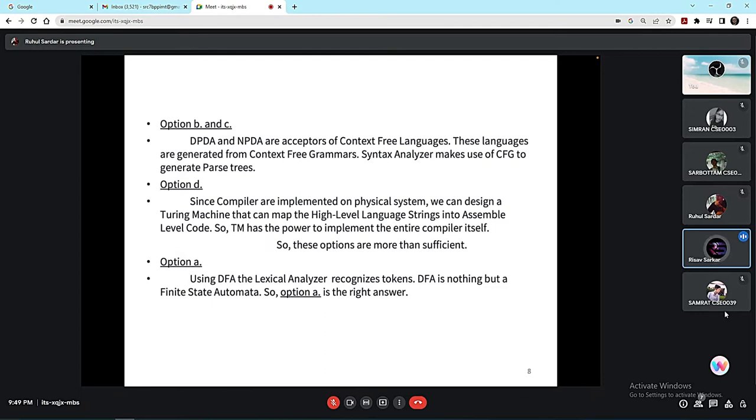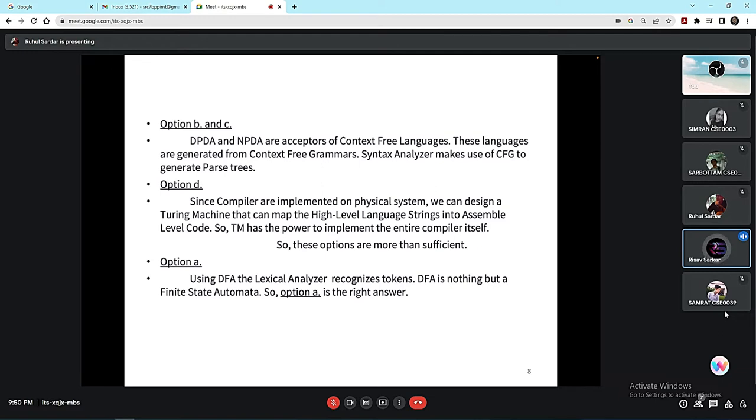So coming to options B and C, that is deterministic push-down automata and non-deterministic push-down automata. This would clearly not be the answer, as push-down automata is accepted by context-free grammar, which is used in the syntax analyzer step. And as we are dealing with lexical analysis, we can eliminate these options. So coming to option D, that is Turing machine. Since compilers are implemented on a physical system, we can design a Turing machine that can map the high-level language strings into assembly-level code, so Turing machine has the power to implement the entire compiler itself. Although this will work, this is more than adequate.